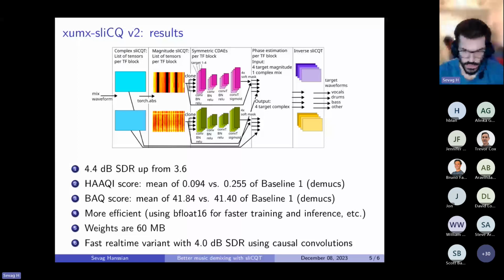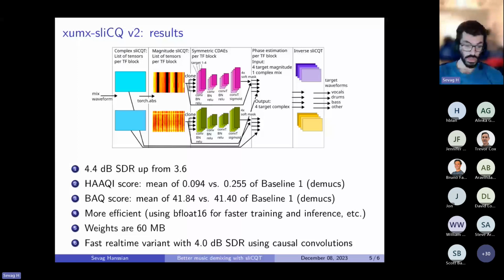The weights are pretty small. I do like to focus on speed and efficiency. And there is also a real-time variant as part of the project, which I did not submit to the Cadenza challenge. And that's about it for XUMX Slice Q, the actual model.